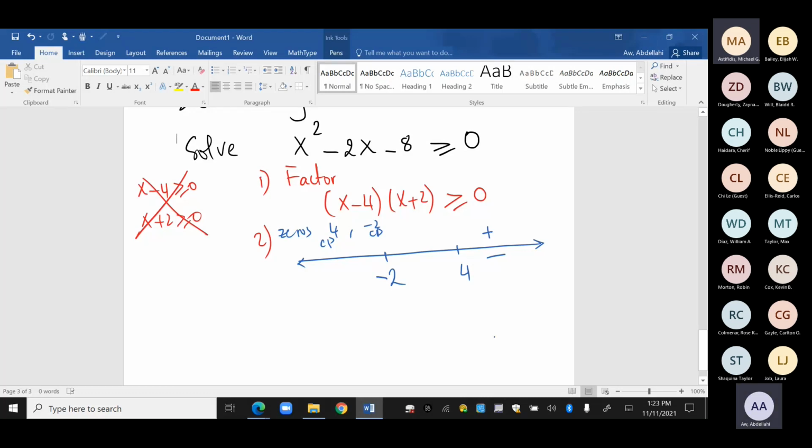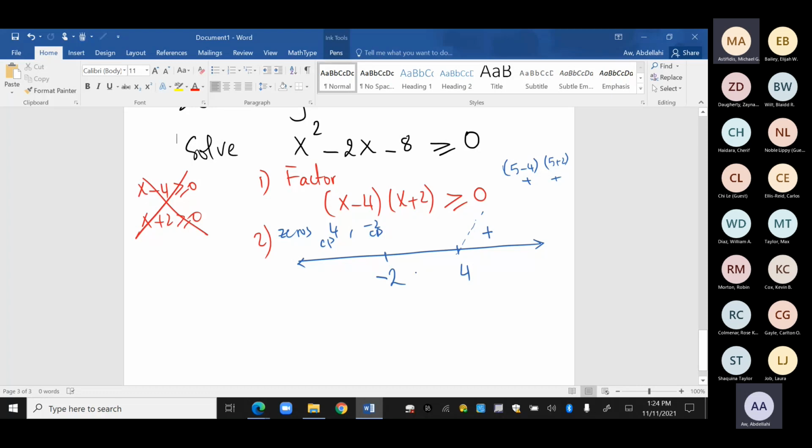What number can I test? 5, right? So I test 5. So I have 5 minus 4, parentheses 5 plus 2. This is positive, so that's going to be positive. So my graph lies above the x-axis, positive. Remember, I just don't use the graphing, but if I were graphing, I would do this, right? But I don't need the graph, so I can forget about it. I just need the sign.